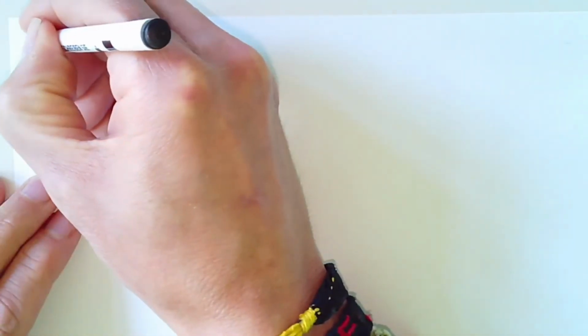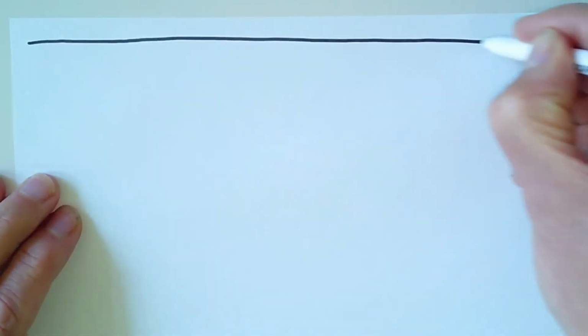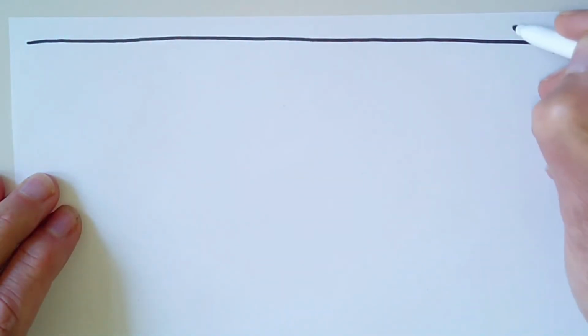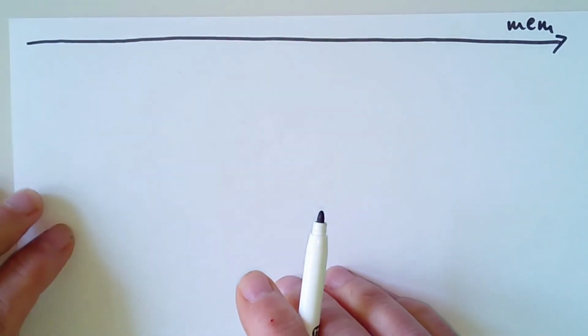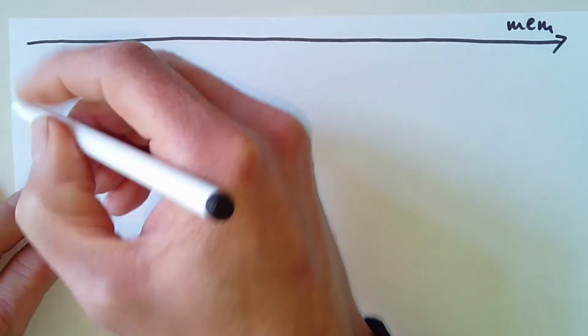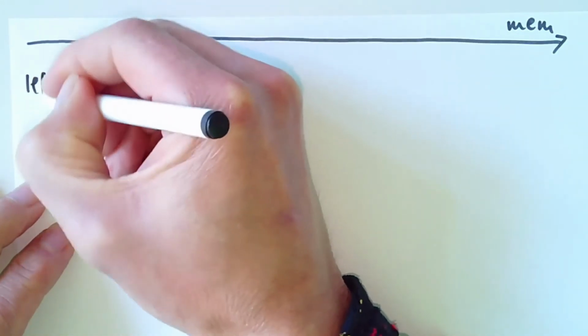Here is memory. So this is memory, and this would be increasing addresses in memory. All right, memory. Can you see that? Okay, I think so. Now let's place the left array in memory somewhere. Here's the left array, left.